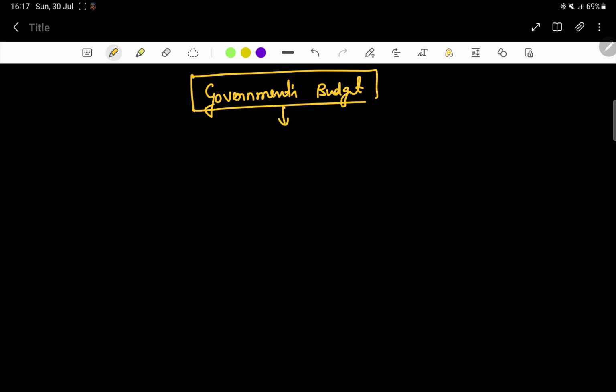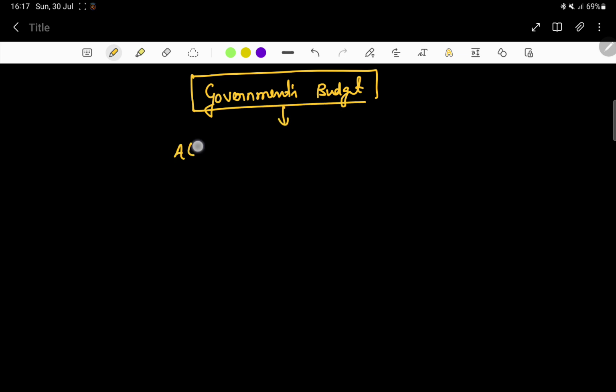Hello guys, in this session we will be discussing the government budget. The government's budget. We must remember the government budget is nowhere mentioned in the Indian Constitution.